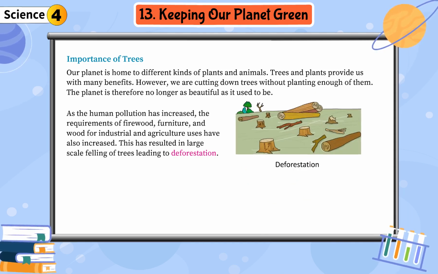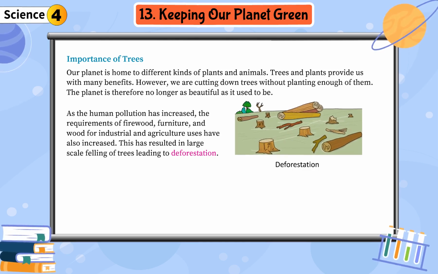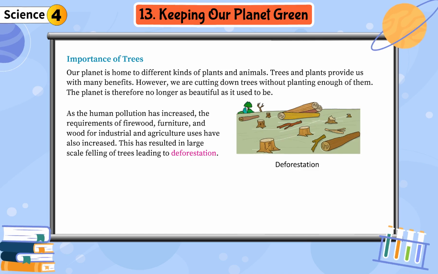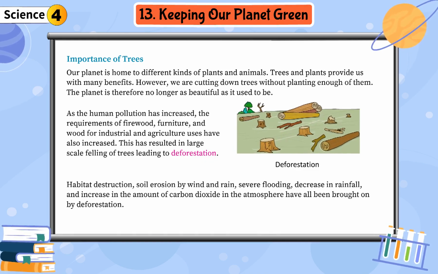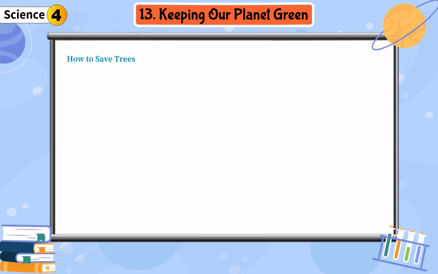As the human population has increased, the requirements of firewood, furniture, and wood for industrial and agriculture uses have also increased. This has resulted in large-scale felling of trees leading to deforestation, habitat destruction, soil erosion by wind and rain, severe flooding, decrease in rainfall, and increase in the amount of carbon dioxide in the atmosphere have all been brought on by deforestation. How to save trees?